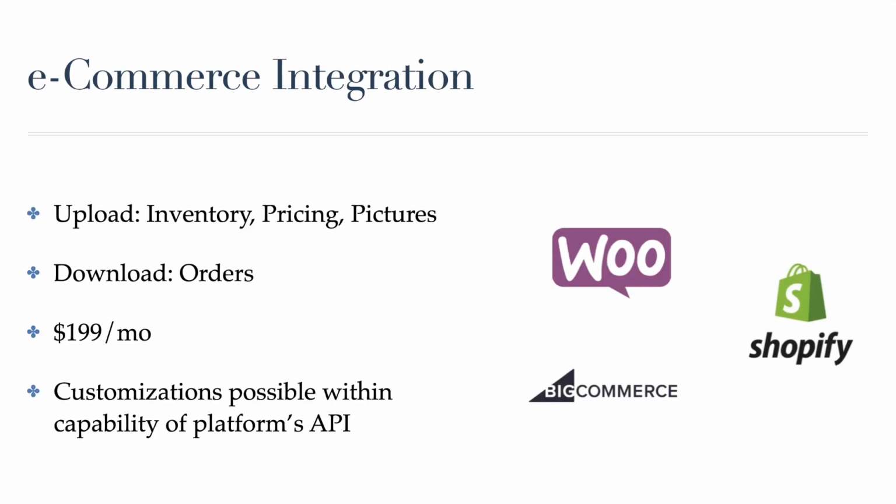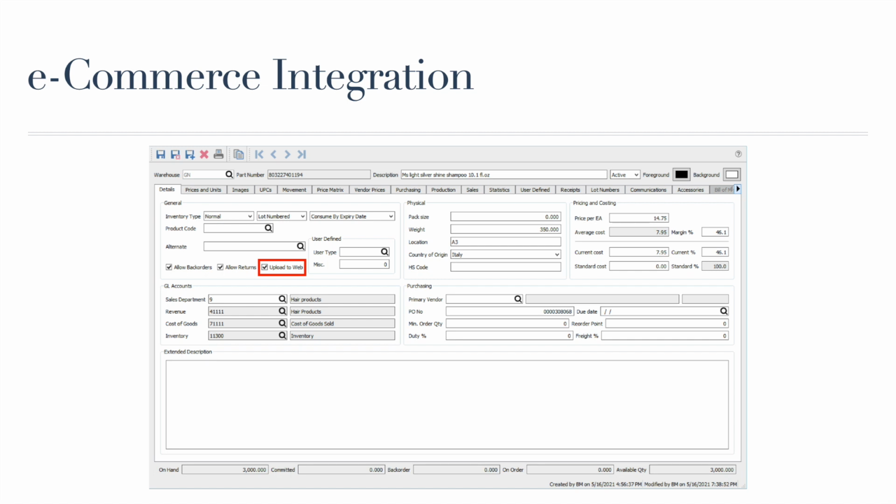Let's start off looking at our e-commerce integration for Spire. To date, we've written integrations for WooCommerce, Shopify, and BigCommerce. At an affordable $1.99 a month, each application uploads inventory, pricing, and pictures from Spire to the e-commerce platform and downloads online orders into Sales in Spire. Customizing is possible to suit your needs if what you want is compatible with the platform's API. In its simplest form, I'll show you how the integration works in Shopify.